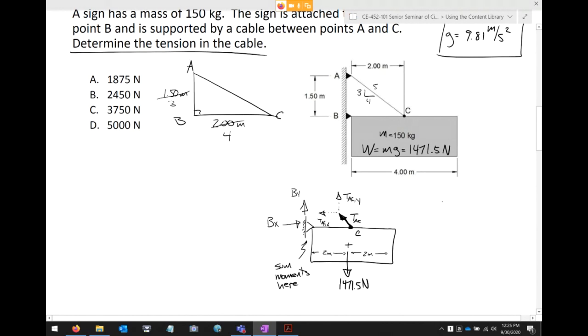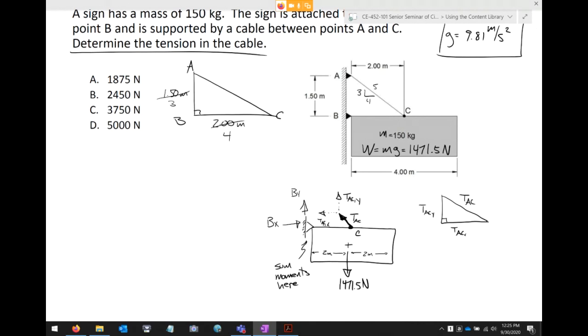Well, that's where my 3, 4, 5 is going to come into play. So this is tension AC. And I propose then that this is tension AC X, tension AC Y. And remember that 3, 4, 5. Let's see if we can use that here in a bit.